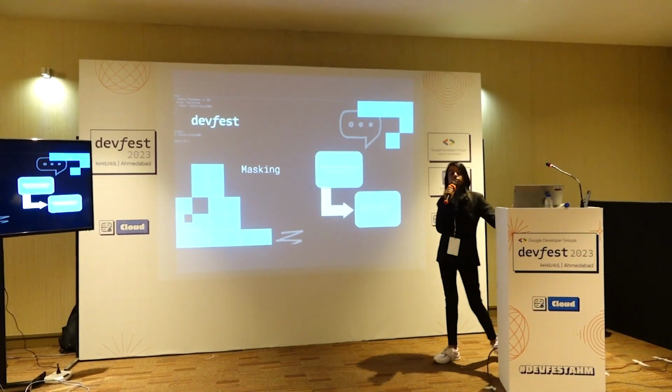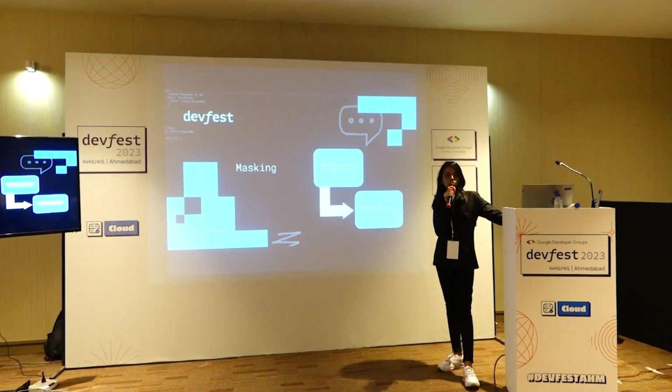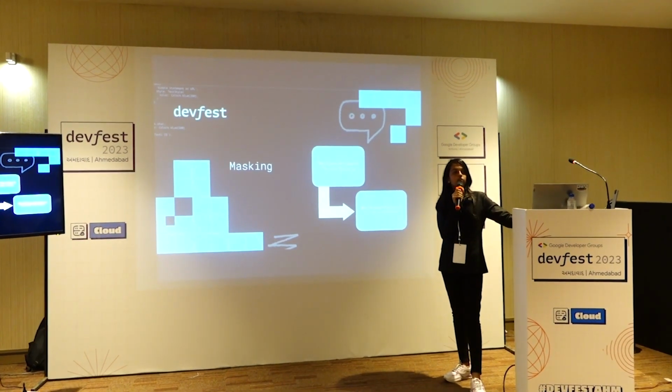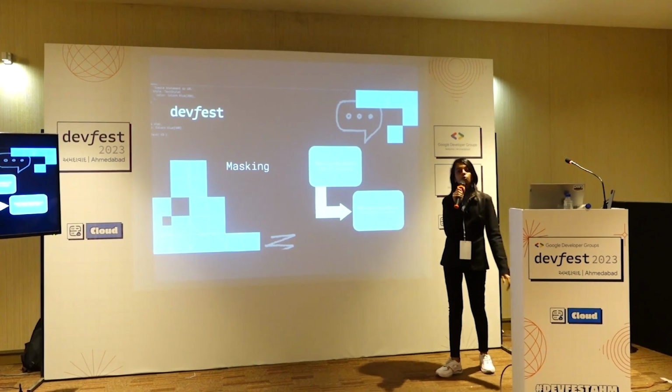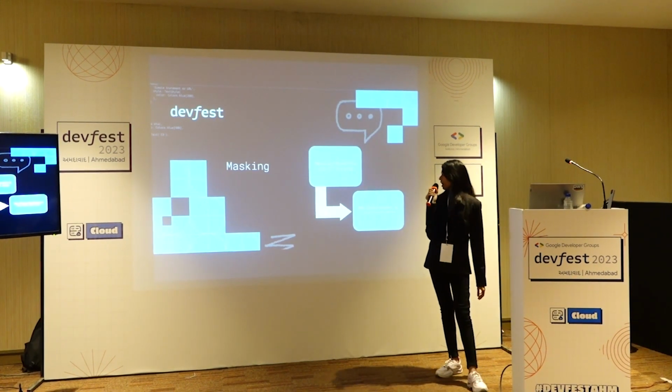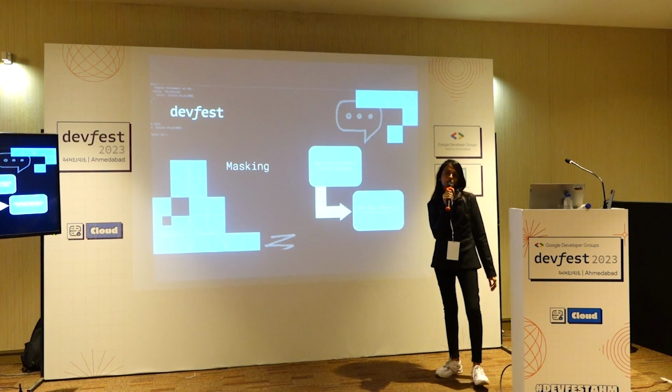The next one is masking. As the name suggests, it will mask your data with some special character. As you can see over here, we have provided a mobile number as an input and we are getting the output as a masked number.